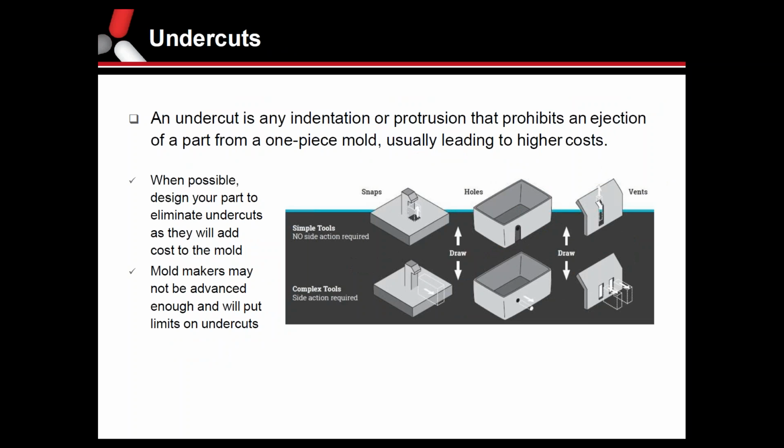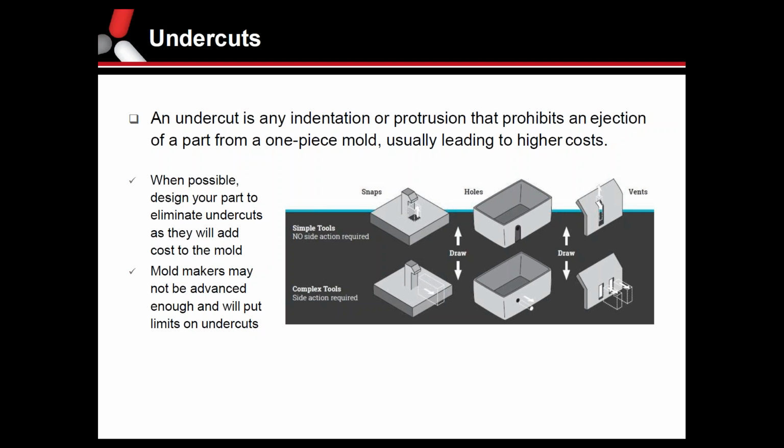Undercuts. So an undercut is really any indentation or protrusion that prohibits the part from ejecting from the mold. And these require either an action, a lifter, a slide, hand load, or something like that. So just when you're designing your part, try to consider removing as many undercuts as you can. There's a lot of ways to kind of cheat those undercuts. We give a couple examples here on how to do that.